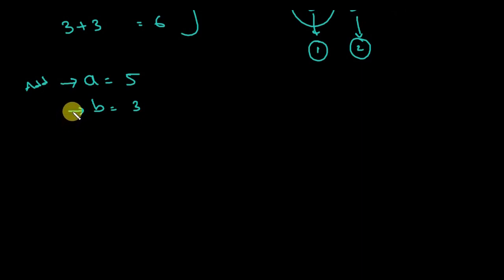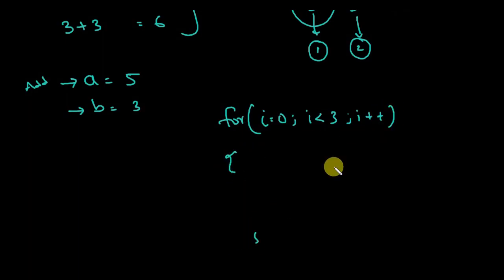Now how to loop it, it's a simple case. I'll write for i equal to 0, i less than 3, i plus plus. Now think, this loop will run 3 times because the condition goes from 0 to 3, which means 0, 1, 2. At the third condition it will fail. So this loop will run 3 times. In those 3 times, I have to add 5 to itself. So how can I do it?